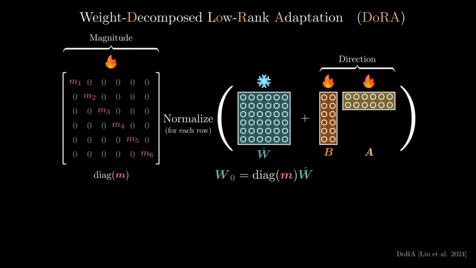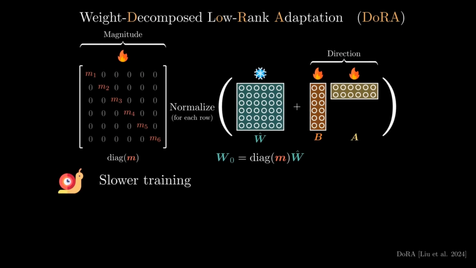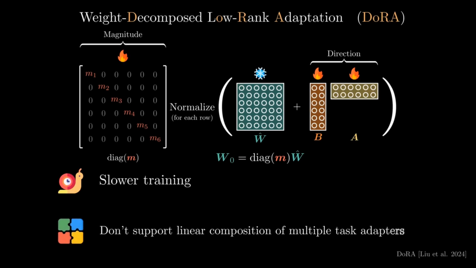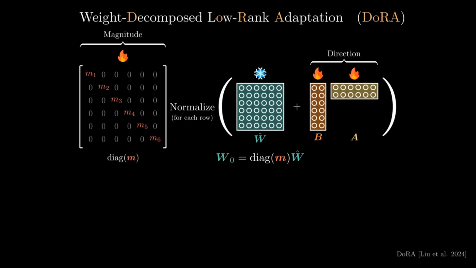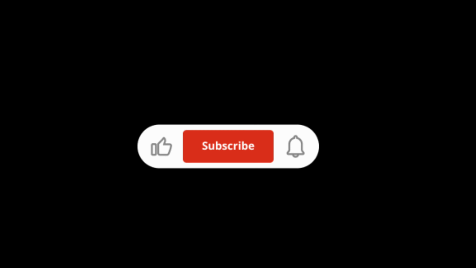Of course, there are some trade-offs. First, while inference speed remains the same, the weight decomposition slows training. Second, unlike LoRA, DoRA does not support the same simple linear composition of multiple task adapters, because the normalization step makes the update nonlinear. Nevertheless, DoRA's strong performance has attracted significant attention from the community. It's incredible that a tiny, well-designed adapter can steer a massive pre-trained model in powerful new directions.